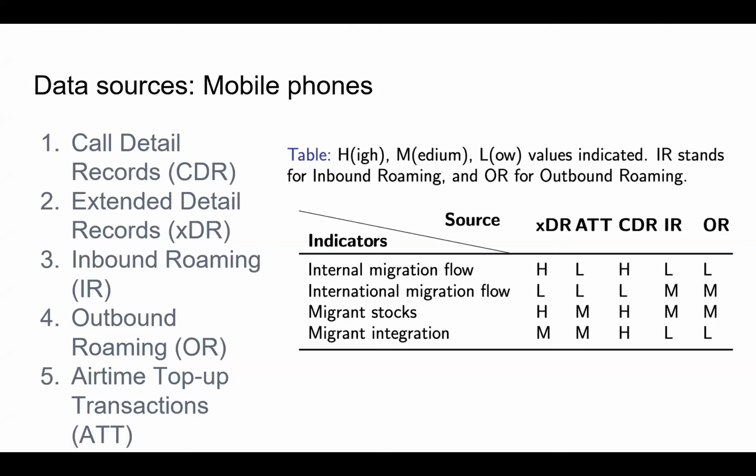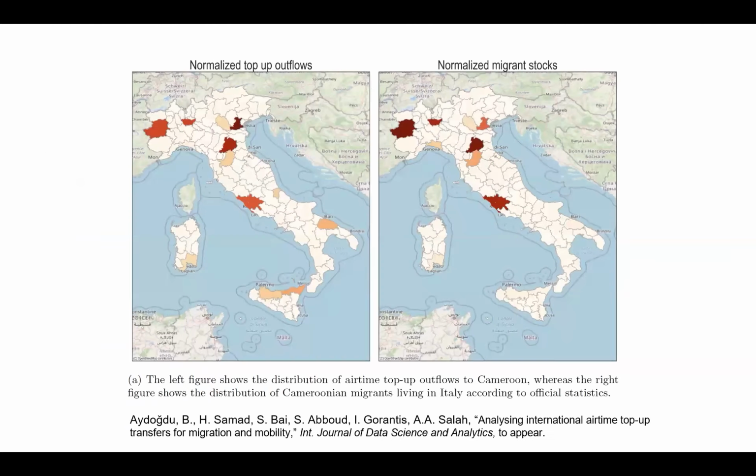And then there is a final data set that we are using within this project. It's airtime top-up transactions, and that's a very novel data source. We're looking into its potential. That's what happens when you send mobile credits to your parents in your native country, for example. And this is a business-to-business model, and we get the data directly in a very aggregated way from the company that facilitates this.